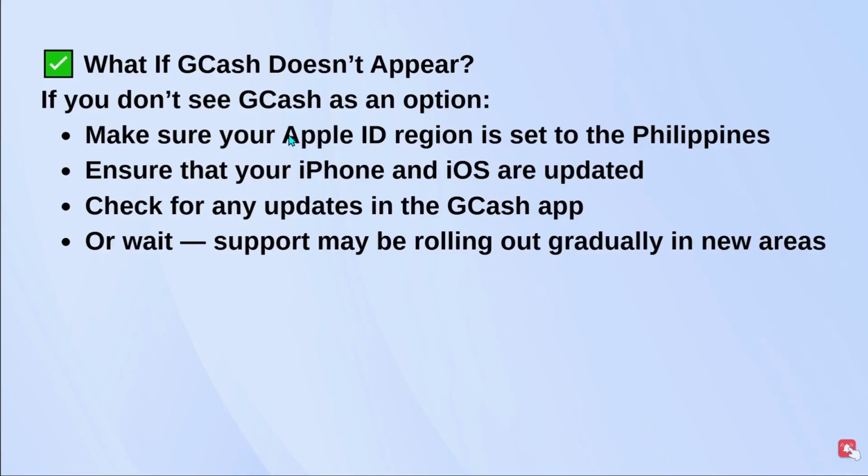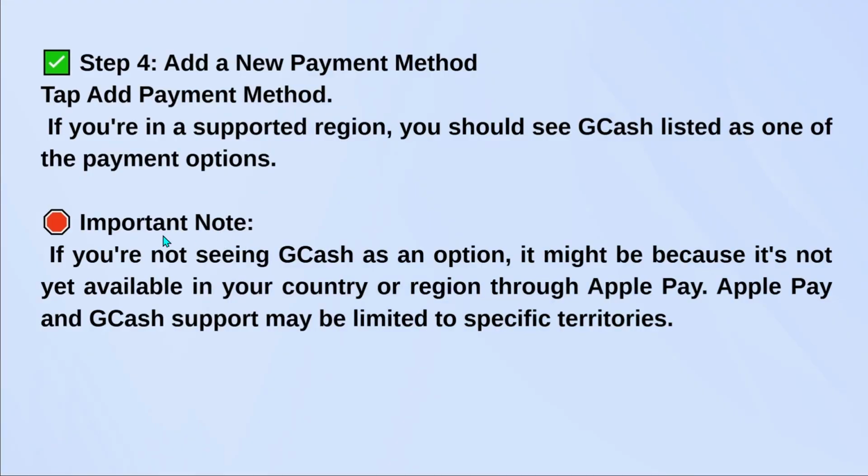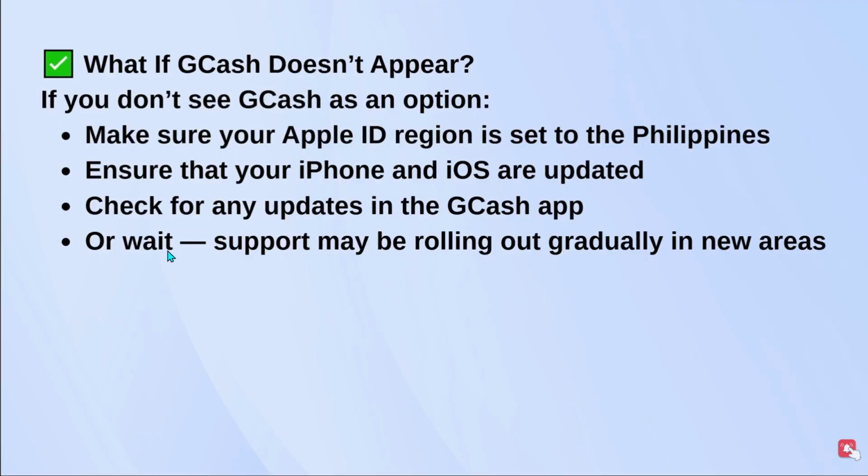Apple and GCash release updates in stages, so some users get it early while others have to wait. In that case, the best fix is patience. Try checking again after a few hours or the next day. You can also try signing out and back into your Apple ID, restarting your iPhone, or reinstalling the GCash app. These simple resets sometimes trigger new payment method options to appear.